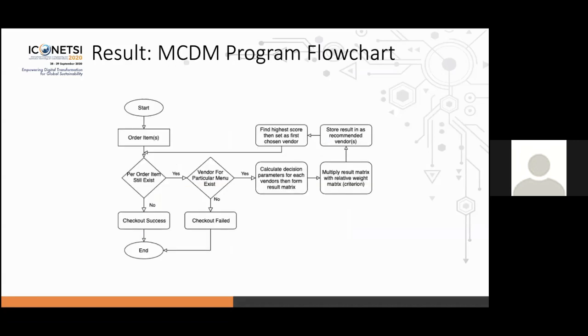As shown on this flowchart, when an order item is checked out, it will check the order items and then the vendors for the particular menu, calculate the decision parameters for each, and then form the result matrix. It multiplies the result matrix by the relative matrix, which is the criteria weights as we showed before, right here: the capacity, distance, and the sell price. The results will be stored as the recommended vendors, and the highest score will be the first chosen vendor, unless that vendor rejects the order, then the second highest vendor would be chosen.